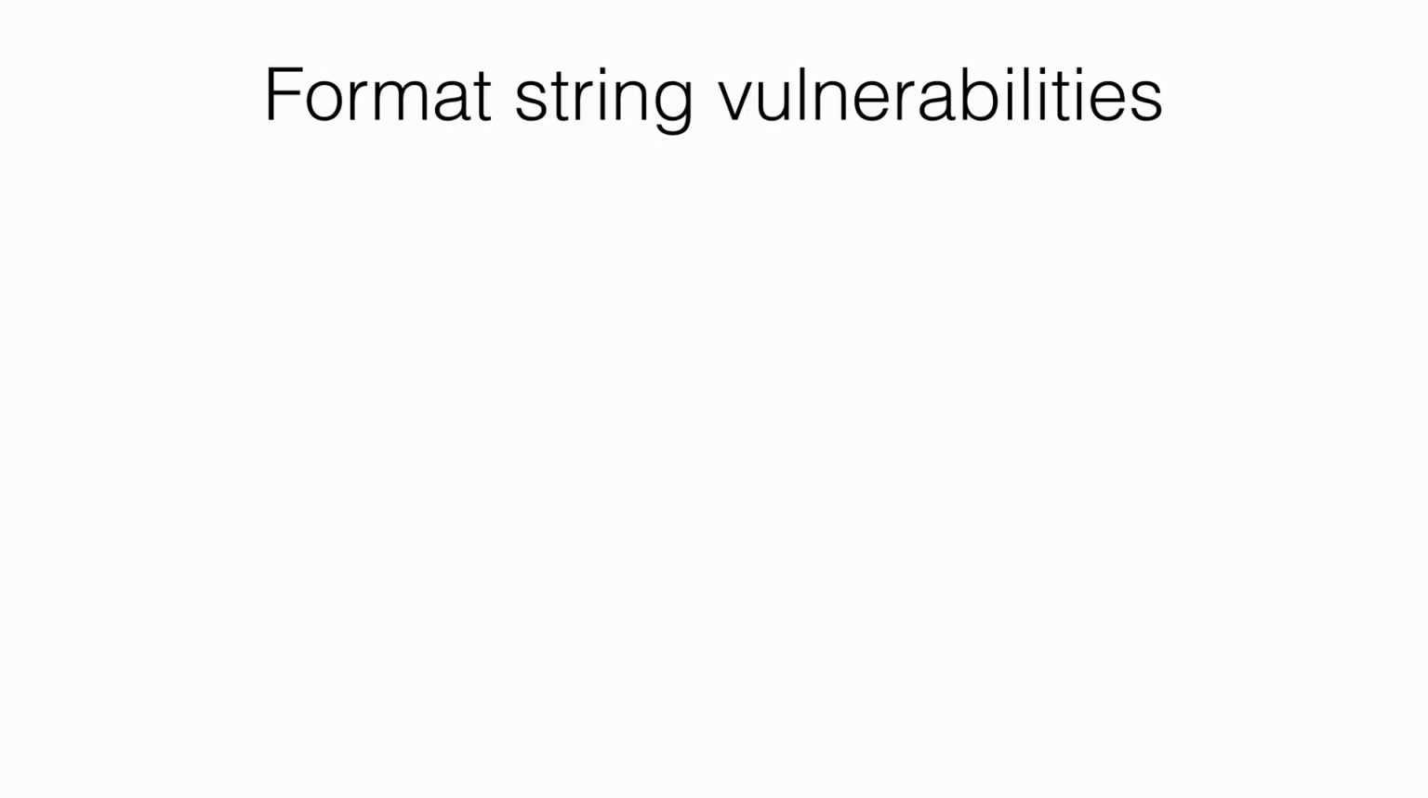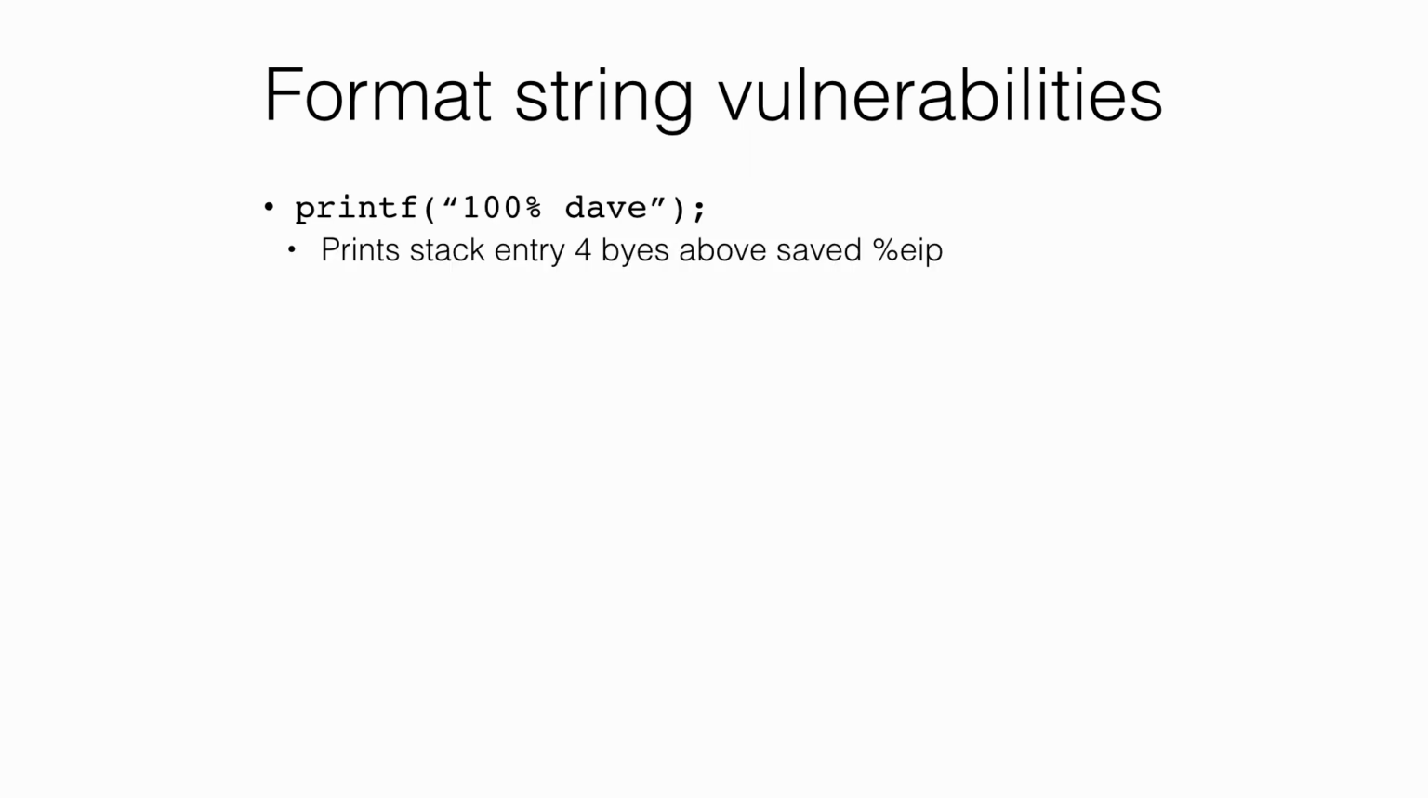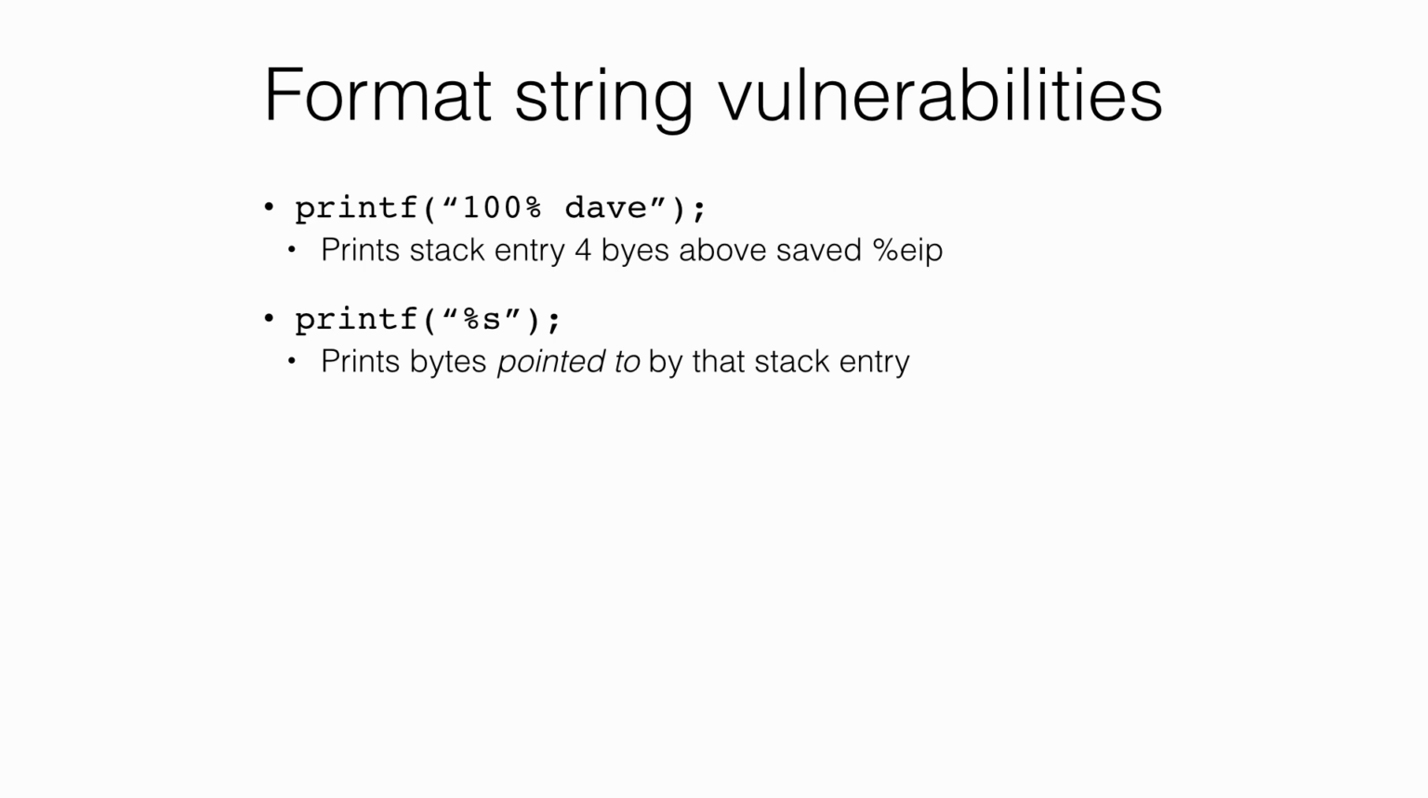Let's think about some other format strings and what might happen. This format string will print out the 4 bytes above the saved instruction pointer. Why is that? Well, it turns out that printf ignores any spaces between the % and the format character that's used in the specifier, in this case %d. In this case, it's going to print out the bytes pointed to by this stack entry. So it's going to look one past the saved EIP, interpret that 4 bytes as a pointer, go to that memory address, and then print out the entire contents until it reaches a null terminator.